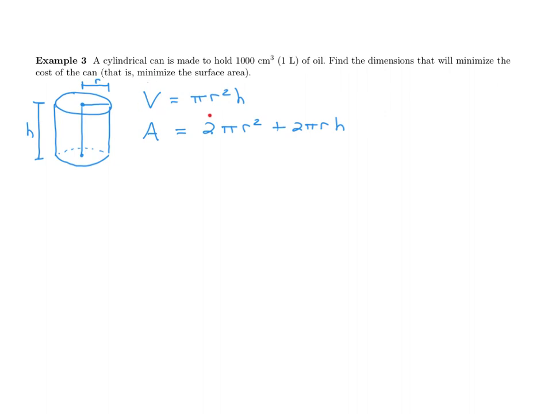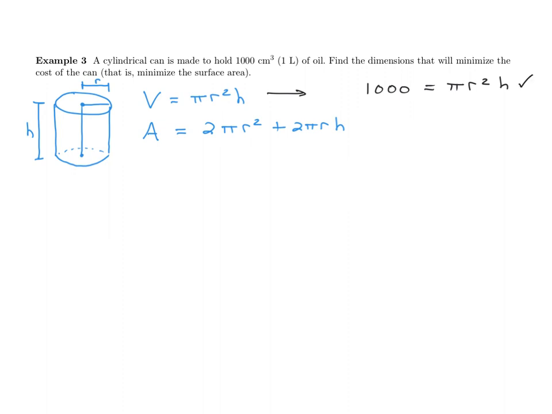Now we are told something about the volume. We're told the volume is 1 liter, or 1,000 cubic centimeters. So from here, we can actually say 1,000 is equal to pi r squared h. This is helpful because now we can write this equation completely in terms of r. The reason we can do this is you can solve for h by dividing r squared and pi to the other side, and I can plug that in place of this h here.